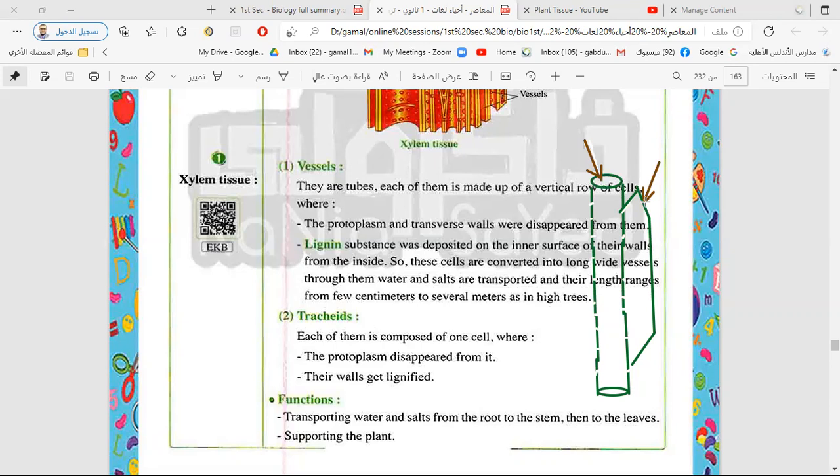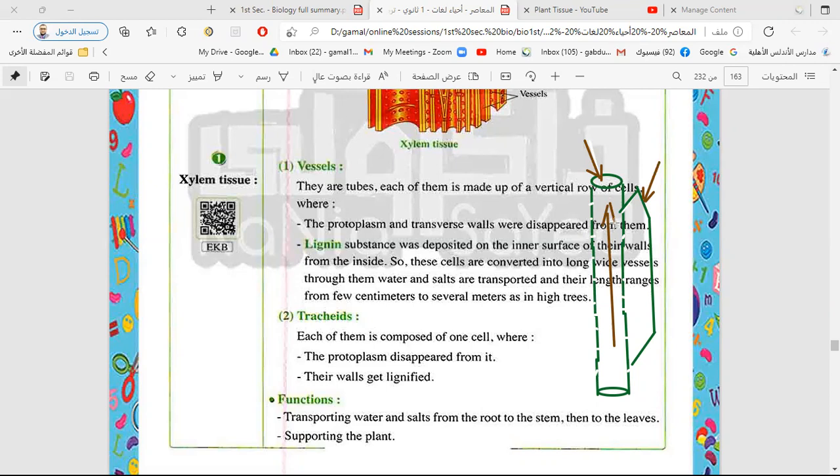Okay, and they have some similarities also. They have no cytoplasm and no nuclei. There is no nucleus here. The nucleus disappears and the cytoplasm disappears. There is only a tube, and the water can travel through it up to the plant leaf. So we can say that the xylem tissue is a dead tissue.